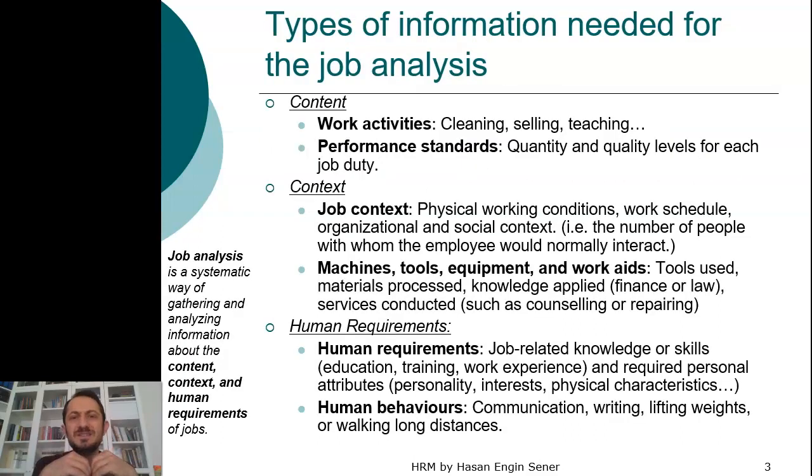I can simply divide job analysis into three elements. The first two elements will be related to job description. The human requirements, the third element, will be related to the job specification. So we need at least three types of information for doing a job analysis.